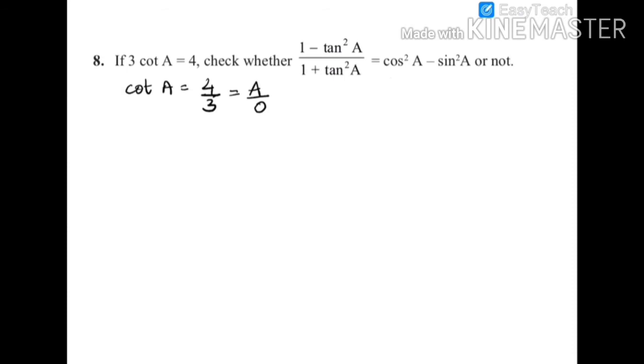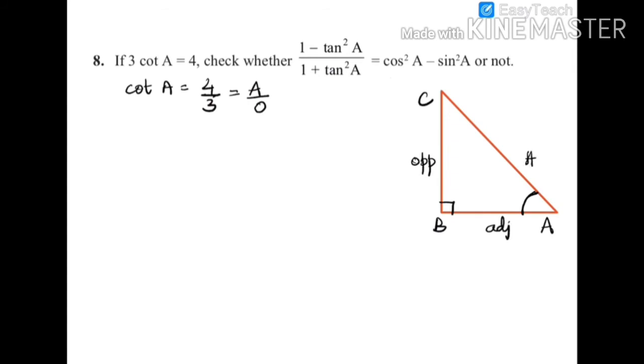So let's draw a right angle triangle and mark angle A. So the opposite side is BC, adjacent side is AB, hypotenuse is AC. Since 4 upon 3 is in the reduced form, we can consider a common factor k and say that let adjacent side be 4k and opposite side be 3k.